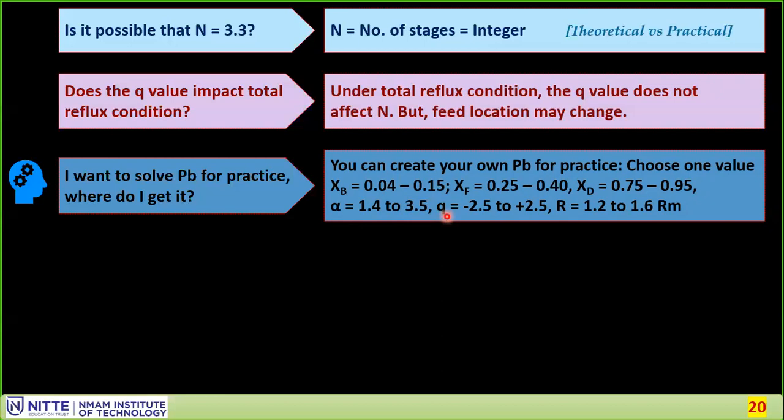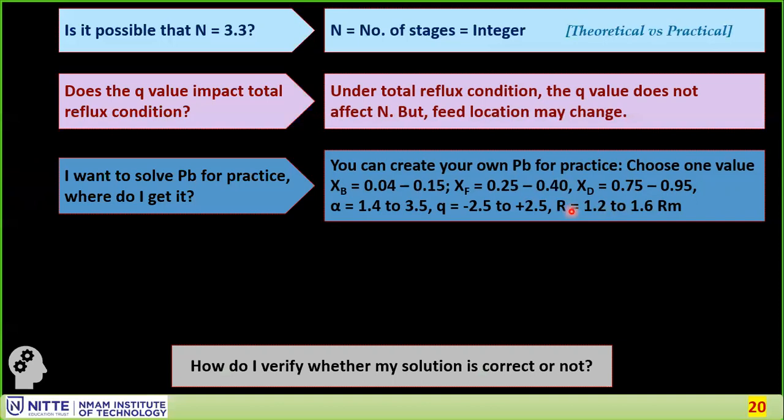Then another is Q. Q you can go for like 1, 0, in between 1 and 0. Extreme, you can go by minus 2.5 to plus 2.5, practically okay. R, the reflux ratio, is usually 1.2 to 1.6 times the minimum reflux. So you calculate the minimum reflux, multiply it by 1.2 and 1.6, and that is your actual reflux ratio.